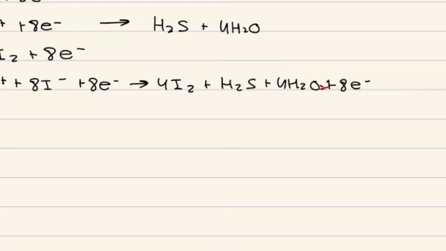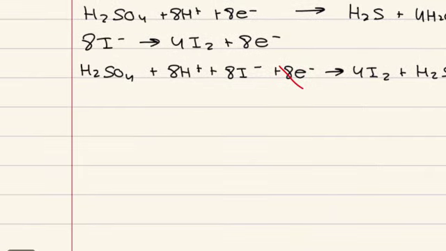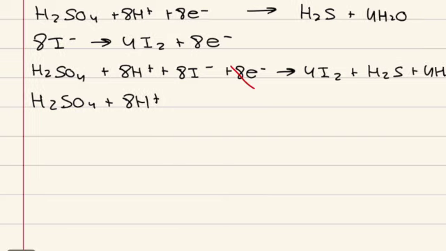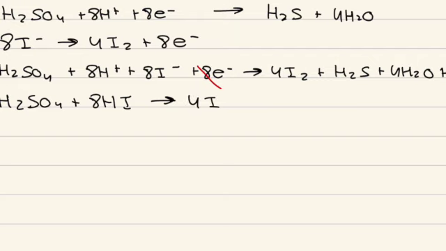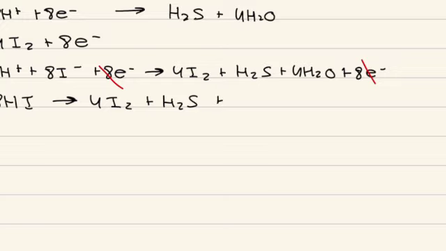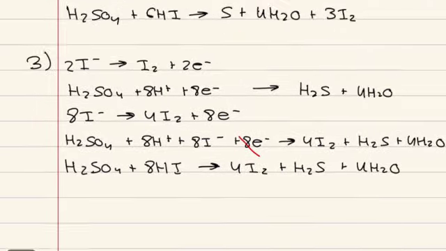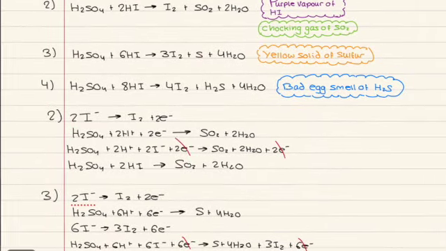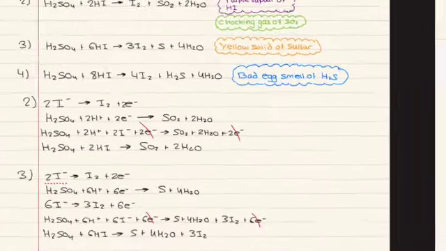So now what we want to do, we want to cancel out the electrons. We want to combine these two. So we get, so we have this as our final equation. And as you can see over here, we have the same thing.